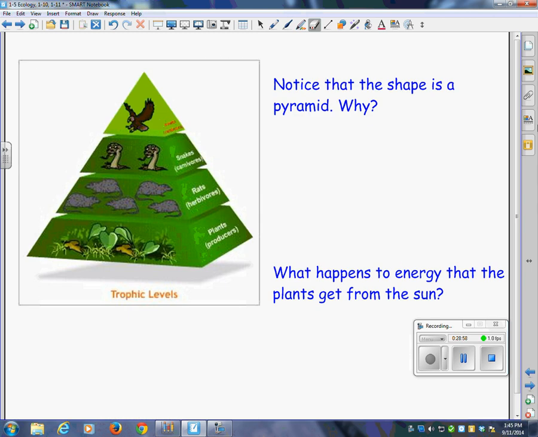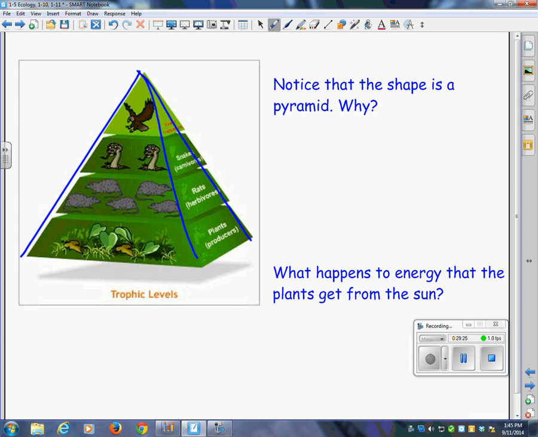Notice that the shape of this is a pyramid. Why do you think that is? Tough question. This is the big question. This is the thinking part of the day. Well, you're right about that, Brody. Once you get up here, there's nothing, right? But you're right about that. But that doesn't explain why it's shaped like a pyramid.